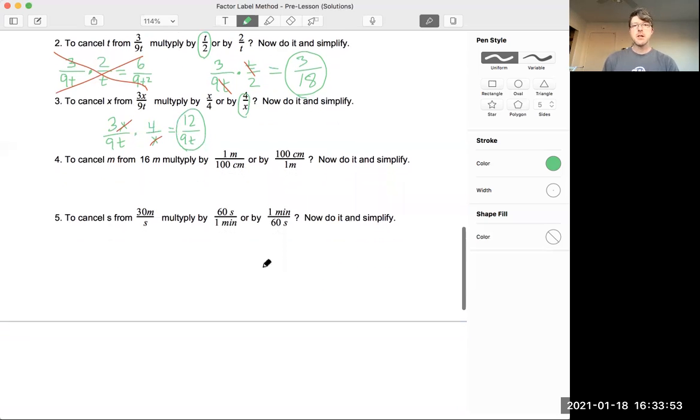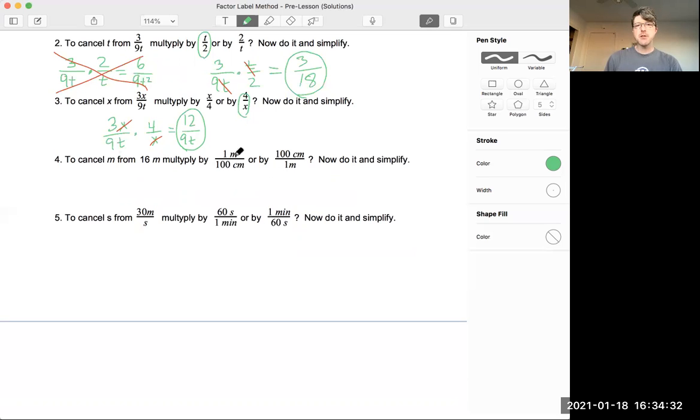All right, now we're getting to look a little bit more like what we're going to do in the factor label method. We have an expression here. We need to cancel m from 16m. And that's 16 meters, m for meters. We're going to be multiplying it by this or by that. Now let's see. We have meters in the numerator. Remember that anything without a denominator, the denominator is just 1. So that means m is in the numerator. So we need to find one of these things that's got an m in the denominator so that they can both cancel out when we multiply them.